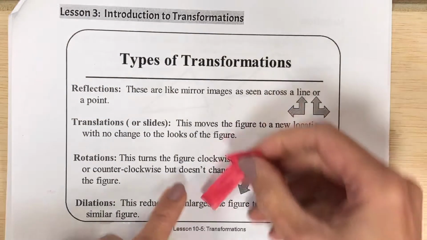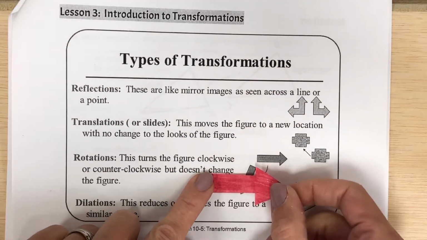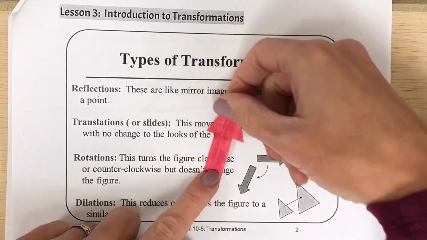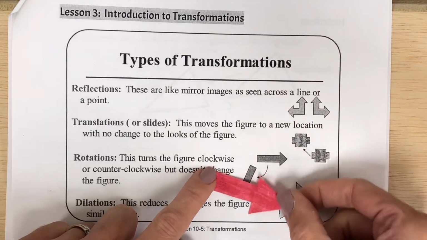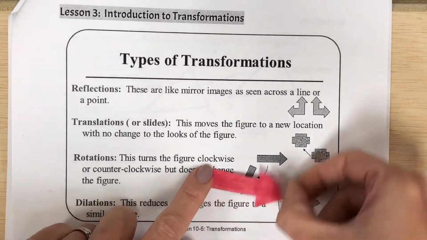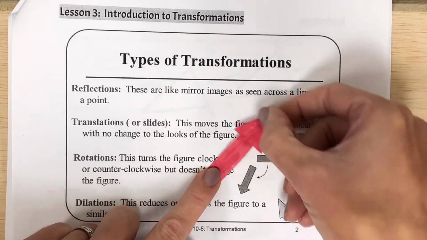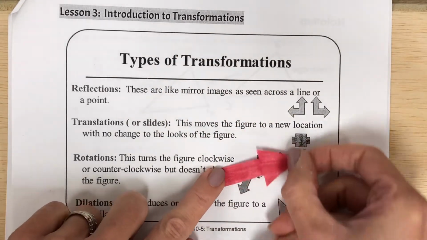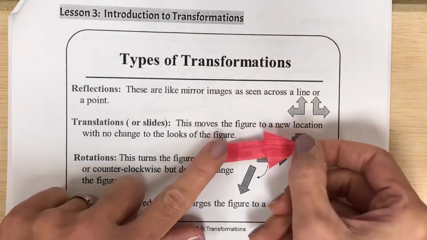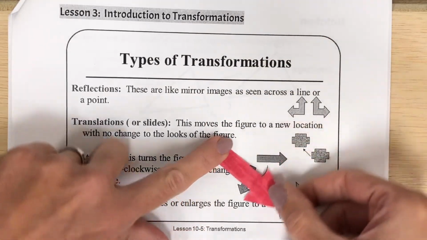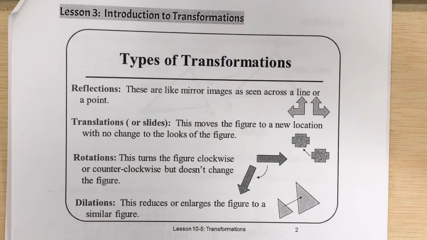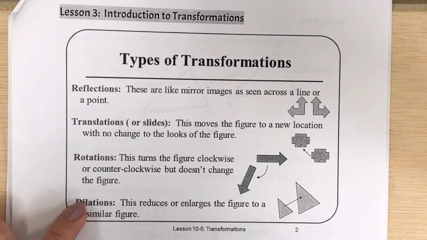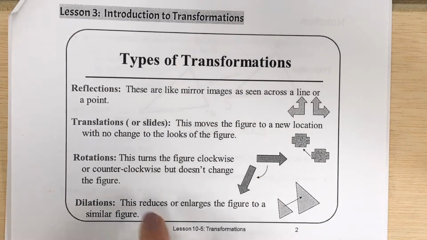And to think of this, you need to know about clockwise and counterclockwise. So clockwise would be the same direction that a clock goes, so this way. Counterclockwise would be the opposite way that a clock goes. So it's important to know if you're making a 90-degree rotation counterclockwise or a 90-degree rotation clockwise. It makes a difference.